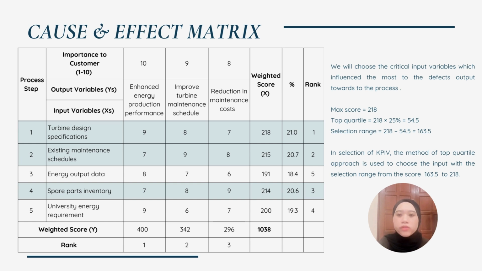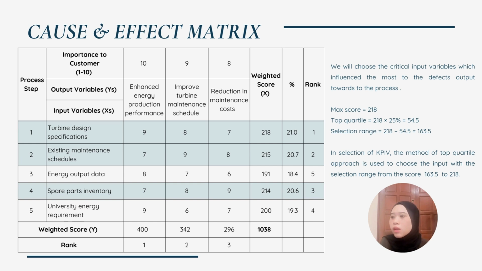The cause and effect matrix is a tool used to identify and prioritize the critical process steps that influence key output variables based on their importance to the customer. We will choose the critical input variables which influence the most the defect output of the process. Maximum score is 218, top quartile is 54.5, selection range is 163.5. The third quartile approach is used to choose the inputs with a score between 163.5 and 218.